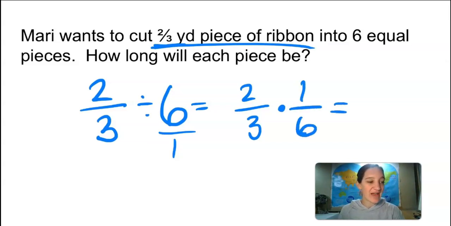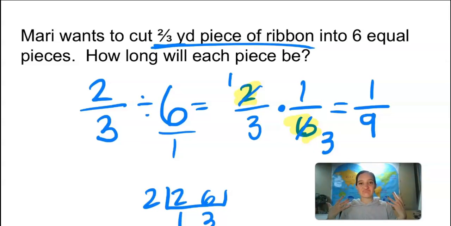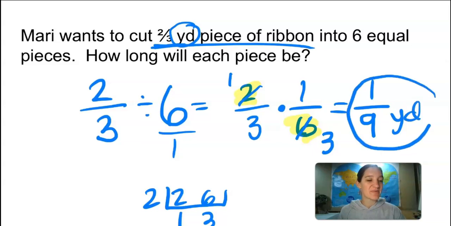And before I multiply, I always check to see if I can simplify. Those 2 and 6, I can divide both of those by 2, right? If I have 2 and 6, I can take out a 2, and that leaves me with 1 and 3. 1 times 1 is 1. 3 times 3 is 9. 1/9 ribbon? How are they measuring the ribbon? They're measuring it in yards. So each piece will be 1/9 of a yard of ribbon.